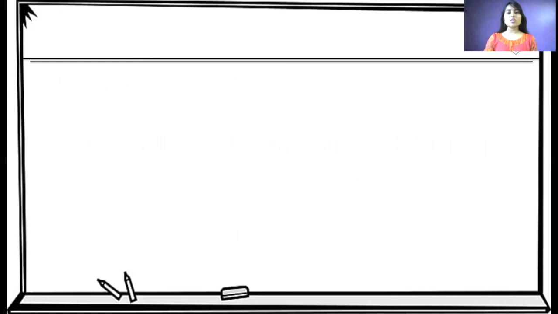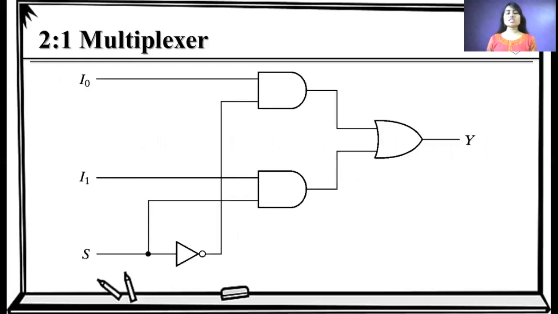This can be logically implemented using logic gates. So here we have a logic diagram of the 2-to-1 multiplexer. If S is equal to 0, then the upper AND gate for I0 is activated and we have the output Y equal to I0, and for S is equal to 1, the lower AND gate for I1 is active and we have Y equal to I1. So this is how this 2-to-1 multiplexer works.